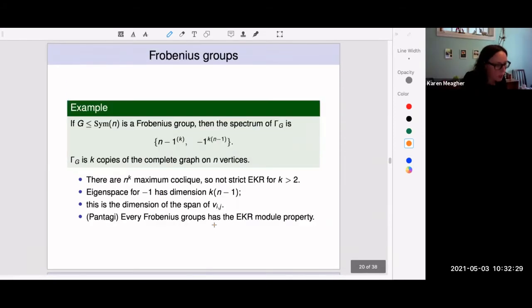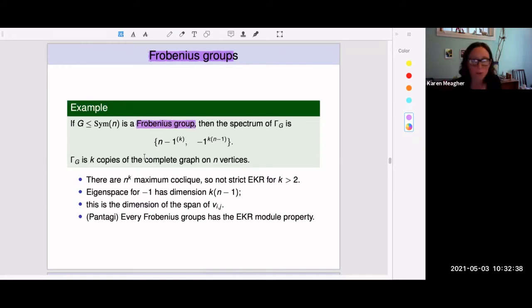Hoffman's ratio bound. Oh yeah, here's a really easy example with it. Frobenius groups. When you're holding on to a Frobenius group, the characters are totally known, and it's actually really easy to calculate the entire spectrum of the derangement graph. The spectrum is n-1, the degree, with multiplicity k, and -1 with this multiplicity. And so you can see exactly what the graph is going to be. The graph is going to be a union of k copies of the complete graph on n vertices. So this is the nicest graph you're ever going to come across.